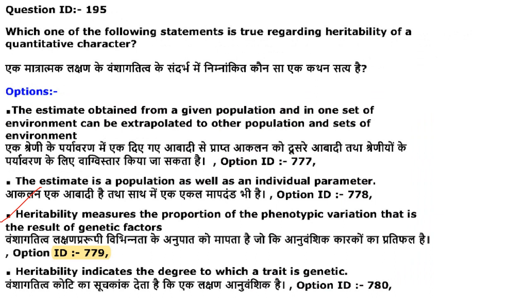Then next one. Which one of the following statements is true regarding heritability of a quantitative character? So they have asked here is broad sense heritability, and broad sense heritability is given by the formula genotypic variance divided by total variance. So variance in the genotype divided by total variance. So the answer here is heritability measures the proportion of the phenotypic variation that is the result of genotypic factors. So the answer here is option C.